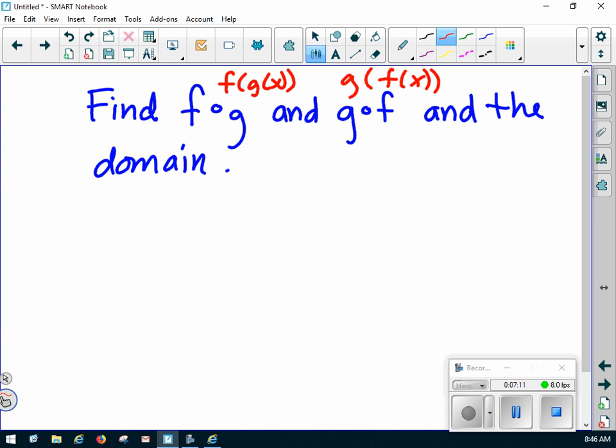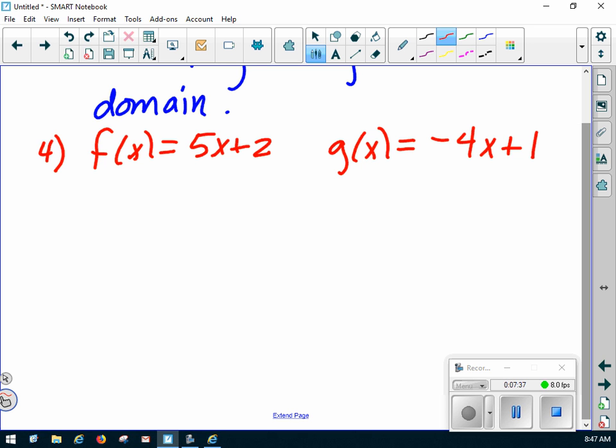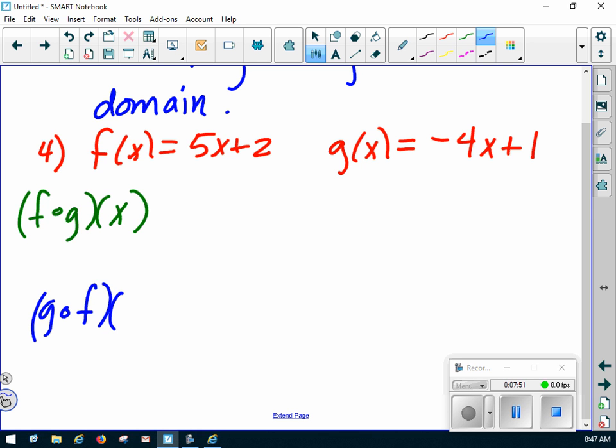Now, what number are we on here for you? We're on number 4. I'm going to give you two functions. I'm going to give you f of x equals 5x plus 2. And I'm going to give you g of x equals negative 4x plus 1. Now we're going to find f of g of x, and we're going to find g of f of x.